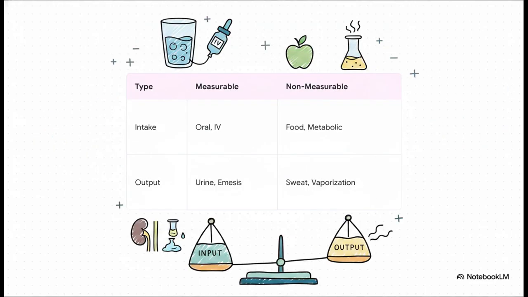Now, accurate documentation is a massive part of nursing. To know if your patient is balanced, you've got to measure what goes in and what comes out. That means accounting for the really obvious, measurable fluids, like oral drinks, IV solutions, and urine. But you also have to be acutely aware of the hidden stuff, the non-measurable factors. We're talking about metabolic water produced internally and insensible losses like sweating and lung vaporization.